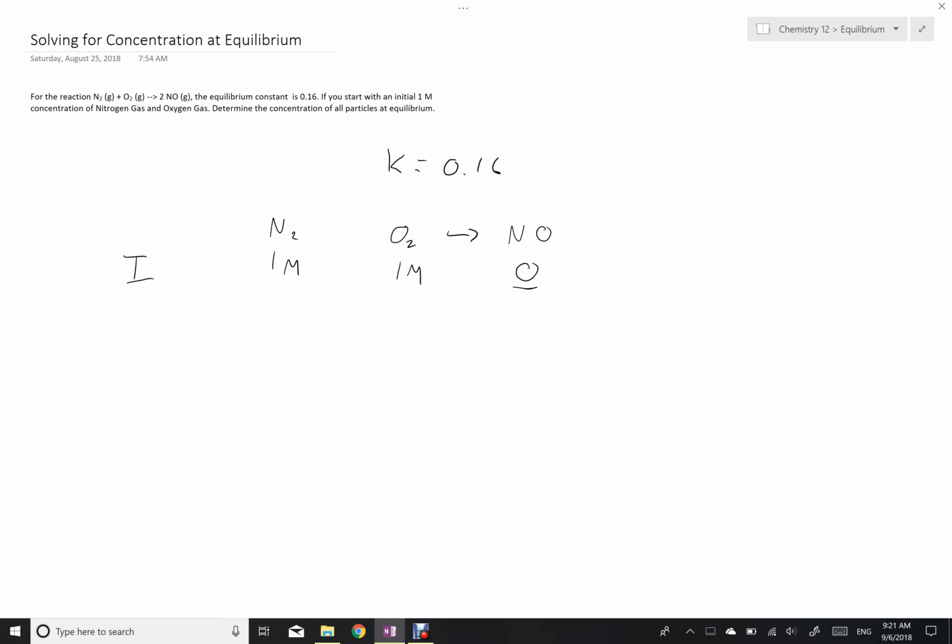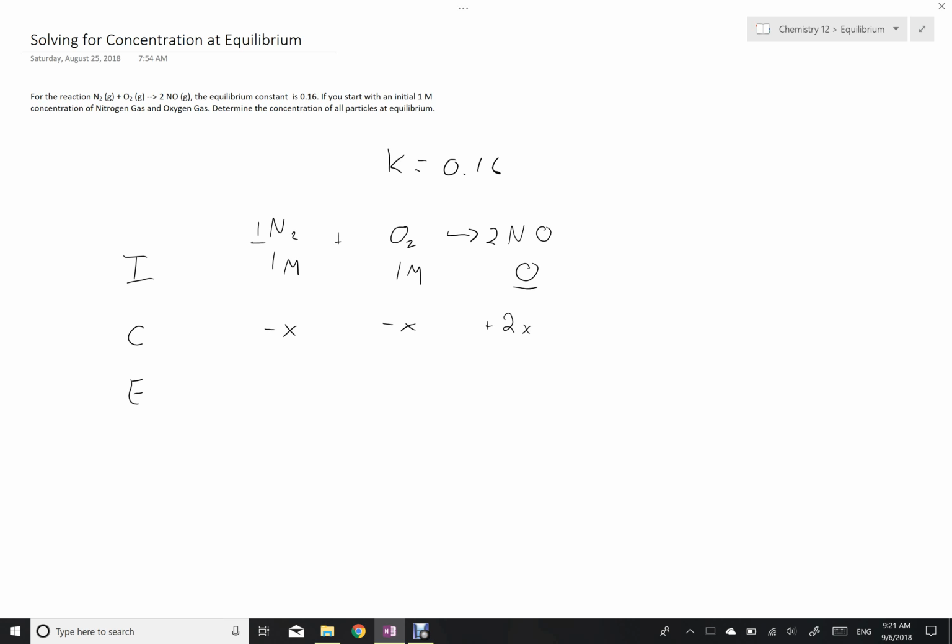To solve this problem, I'm going to use my ICE chart. Initial, change, equilibrium. And I'm going to make sure I've written my balanced chemical equation across the top so that I remember my ratio between my different changes. If my nitrogen is decreasing to create some nitrogen monoxide, I'm going to say it's decreasing by a factor of x because I have a 1 coefficient on the nitrogen in the chemical reaction. I'm going to say the oxygen is also decreasing by x, and then as a result, since for every one of those and one of those I make 2 of these, this is going to increase by a positive 2x.